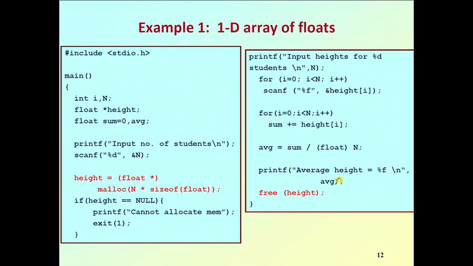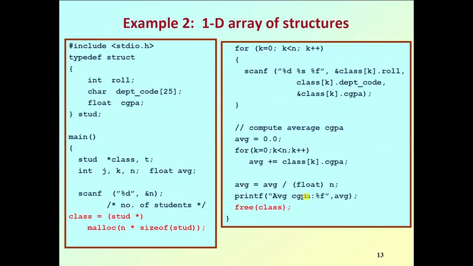Now, printf average height equal to AVG and then free height. So, now we are printing that average height equal to AVG and this free height, that means once it is done, this memory we have allocated for this height pointer, we free it with free PTR. So, free height pointer here. So, this is one very simple example that we know.